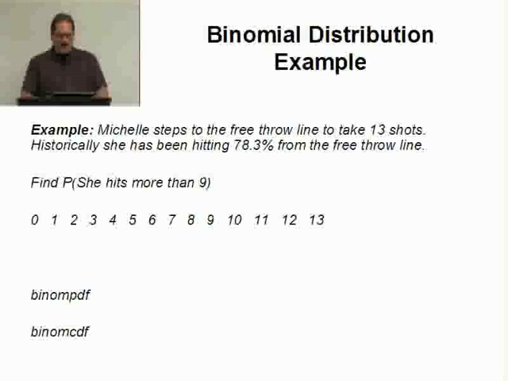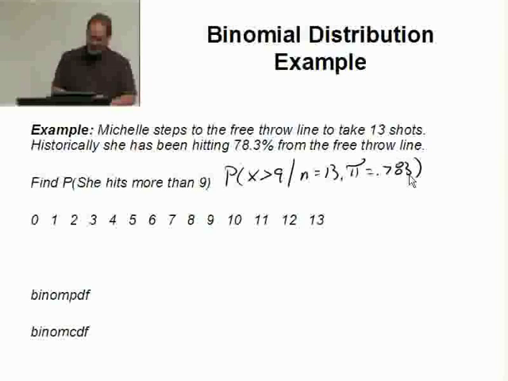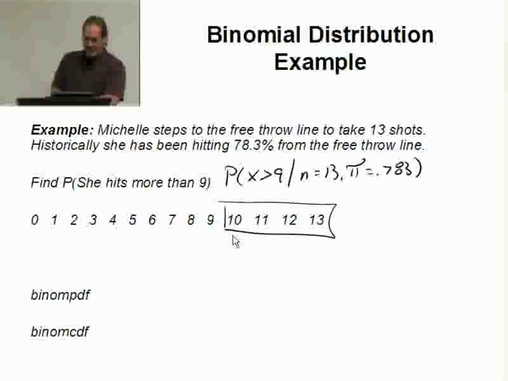Here's another example. Same scenario, but I want to look at the probability she hits more than 9. This is the probability x is greater than 9, given that same information. n is 13, pi is 0.783. Well, what does more than 9 mean? More than 9 is going to be 10 through 13. This sounds like CDF, and it is. I'm going to get rid of the PDF, cross that out. We will not be working with the PDF here, although we could. If you did the PDF of 10, added it to the PDF of 11, 12, and 13, you would get the right answer. But there's an easier way to do it.